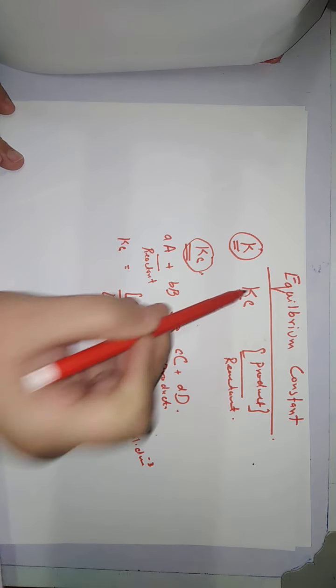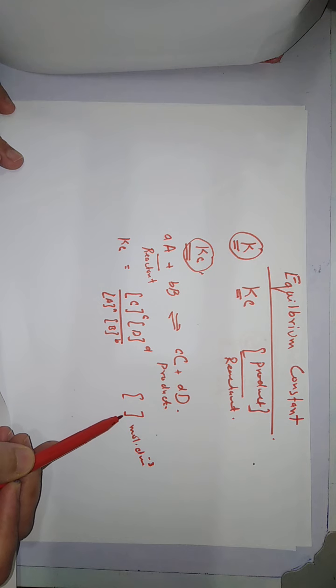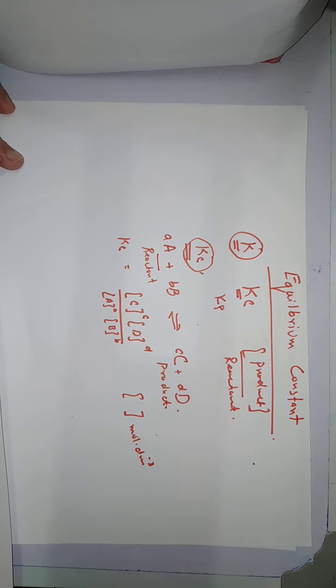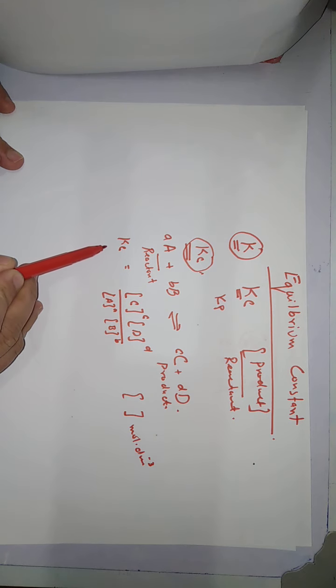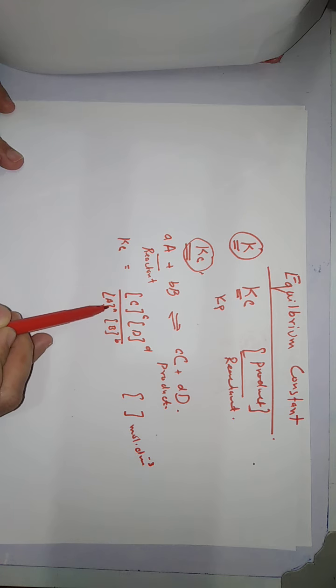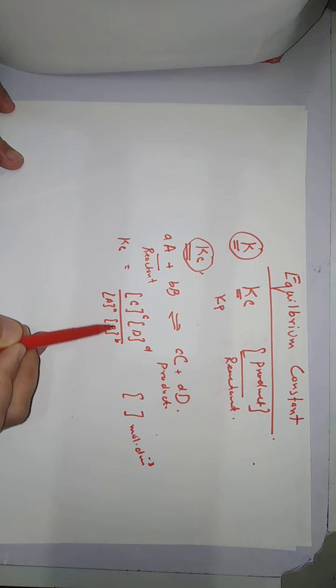Equilibrium constant may be Kc when it is in terms of mole per decimeter cube concentration, or it may be in the form of Kp when we discuss it with respect to pressure. Here we discuss equilibrium constant expression in terms of concentration. Equilibrium constant expression is the product of the product concentrations over the product of the reactant concentrations, each raised to the power of their coefficient.